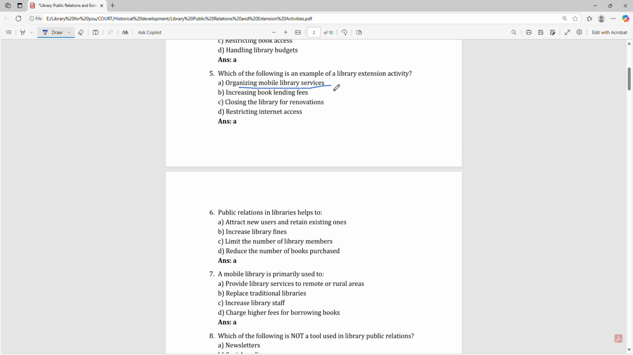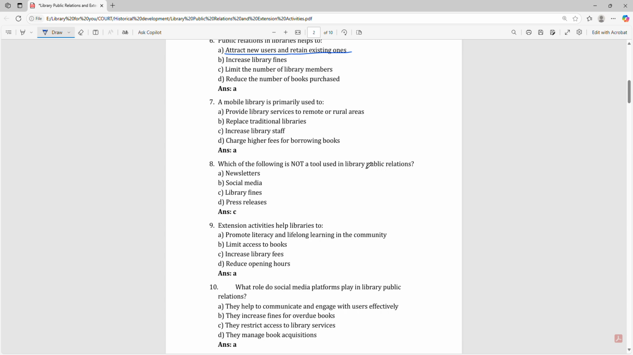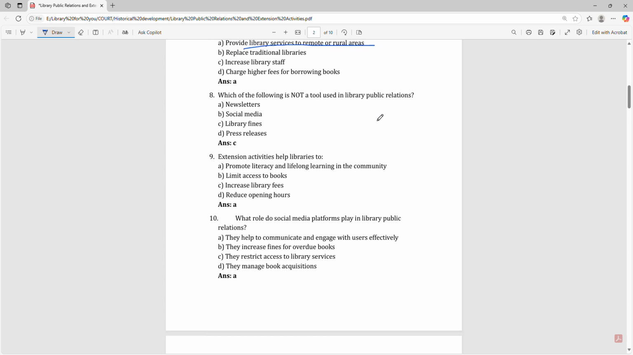Organizing mobile library services. Public relations in library help to attract new users and retain existing ones. A mobile library is primarily used to provide library service to remote or rural areas. Which of the following is not a tool used in library public relations?